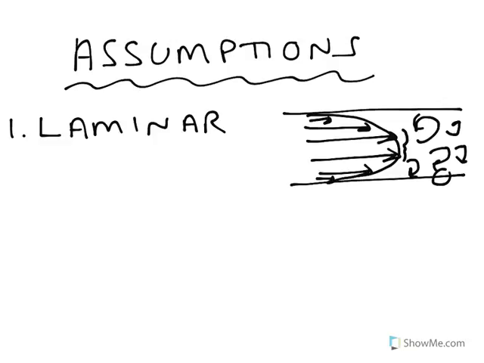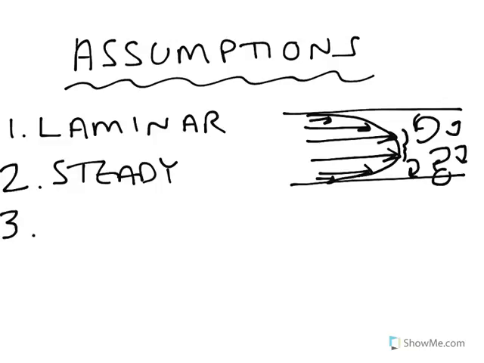The second assumption is that the flow is steady, i.e. it is not pulsatile. And as you're definitely aware, in the cardiovascular system this assumption does not hold, because the heart is a pulsatile pump, blood is moving in a pulsatile manner. So that assumption does not hold in the cardiovascular system.